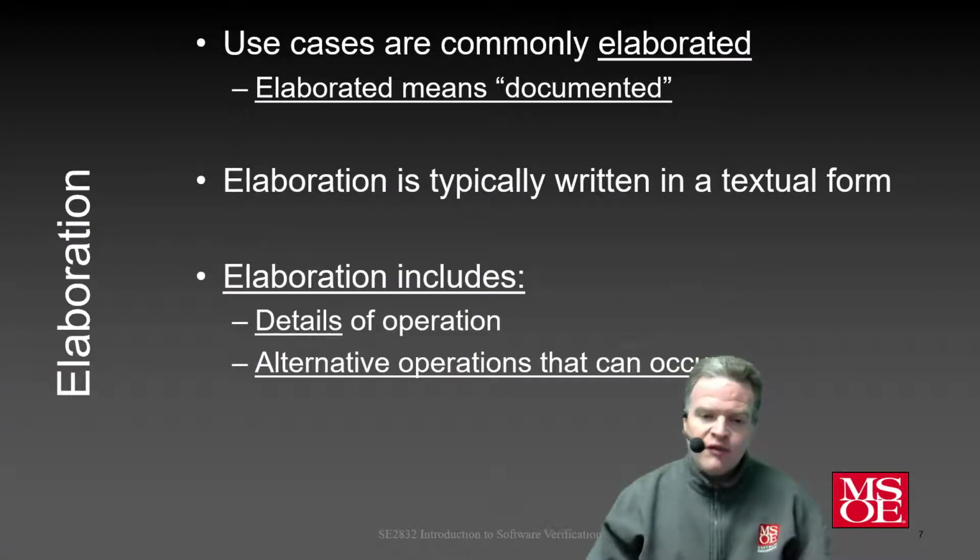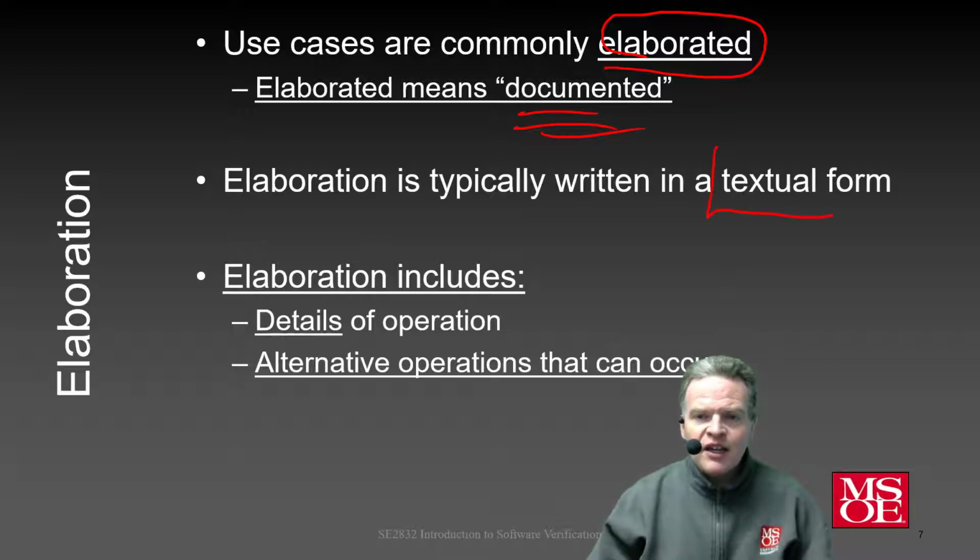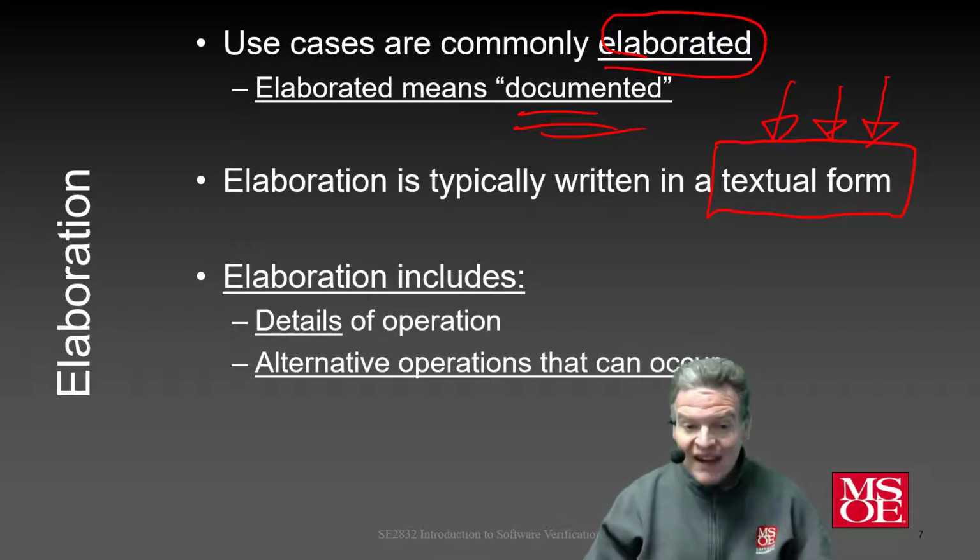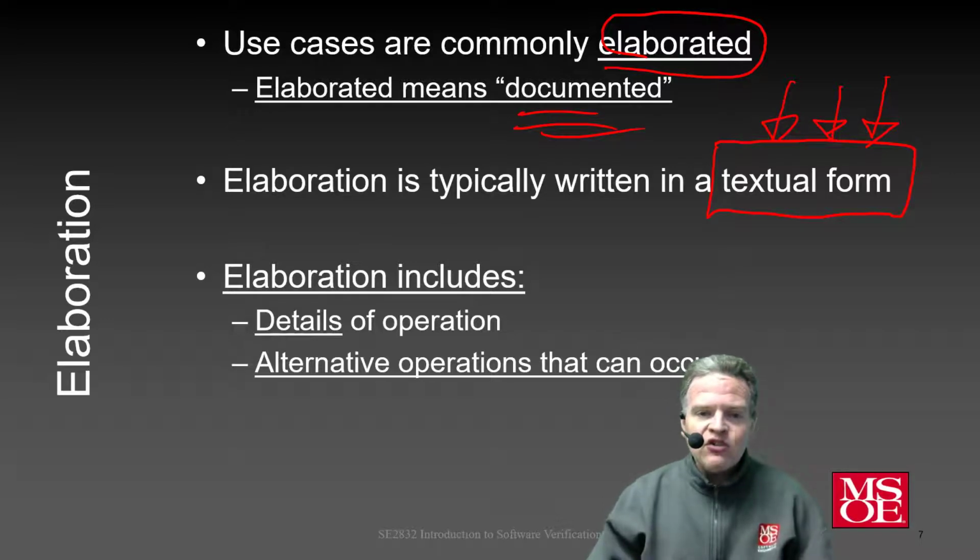Because we need some additional information beyond what we have in that use case diagram, we commonly will elaborate on our use cases. So essentially, we will document them. Typically, unlike a lot of other things in UML and with design and code implementation, this tends to be something that is in a textual form. So it's something that can be read by a common user. The elaboration is going to include details and possibly some alternative operations that can occur. Things that may happen differently as the use case actually goes through. Let's take a look at one of these described.